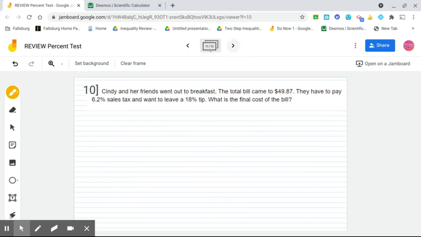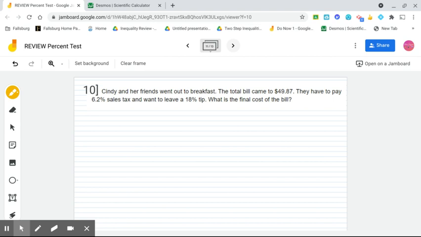Number 10, Cindy and her friends went out to breakfast. The total bill came to $49.87. They have to pay 6.2% sales tax and want to leave an 18% tip. What is the final cost of the bill?